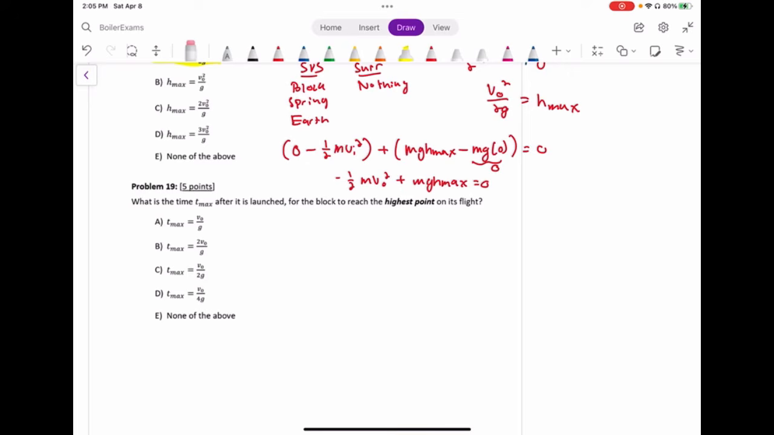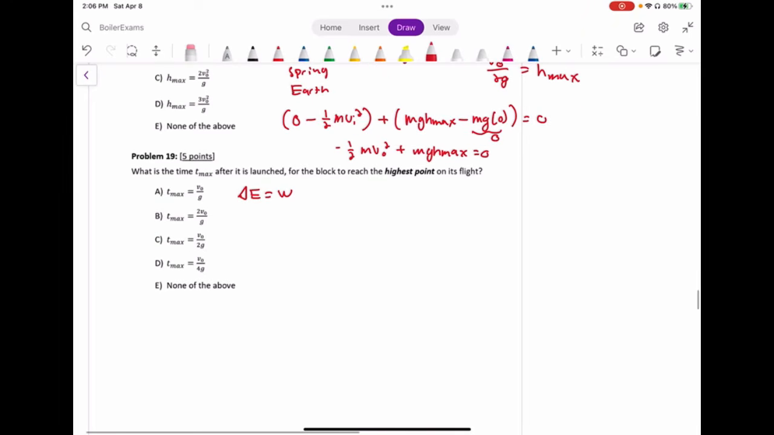What is the time T max after it is launched to reach the highest point? Now, when we've been solving problems this entire test, you've been doing delta E equals work. No matter how we set this up, usually time's not going to come in as a factor. So let's introduce something not related with energy. Let's introduce the momentum principle from Unit 1. So change in momentum equals net force times delta T.